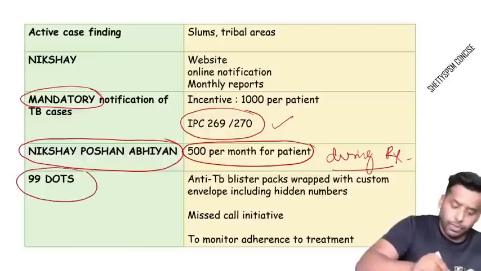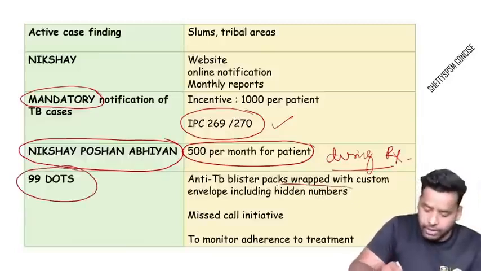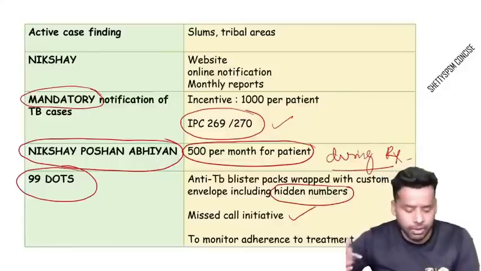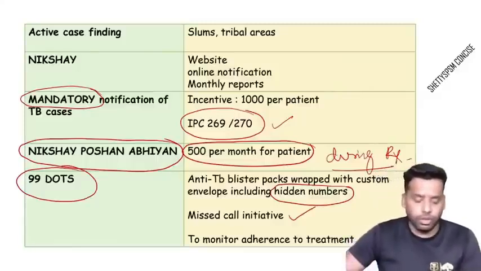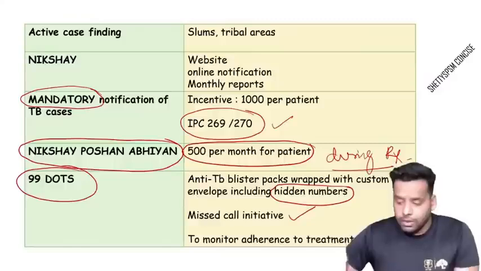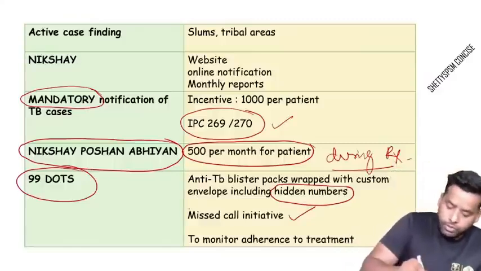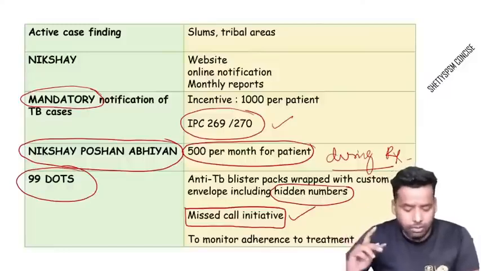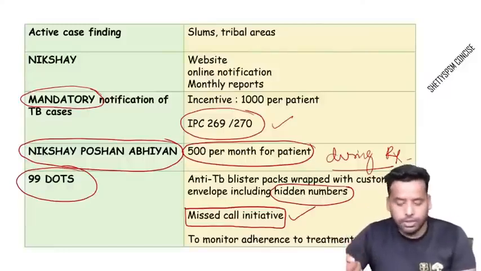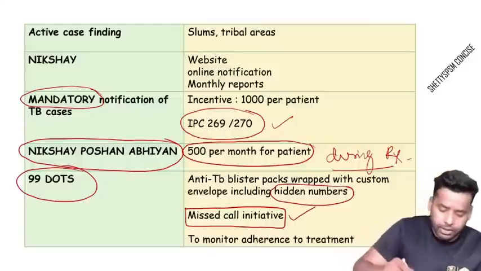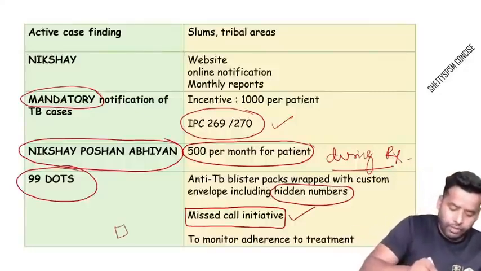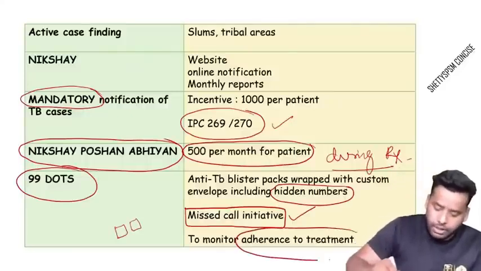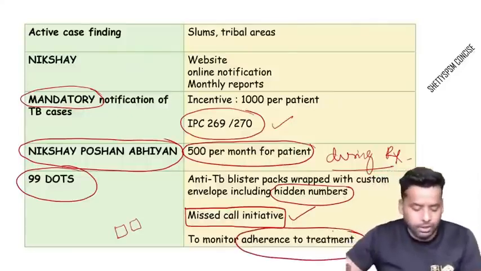99 dots. You know this. Hidden numbers are there. We are giving a missed call. The patient will give a missed call to that hidden number. Nobody will receive the phone on this side. Remember this. It's not like hello, haan and all. Nobody will say that. It is just a missed call. Missed call initiative. The software will identify the call. This will tell whether the patient is taking treatment or not, adherence to treatment.